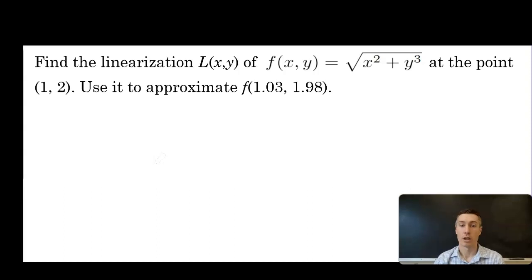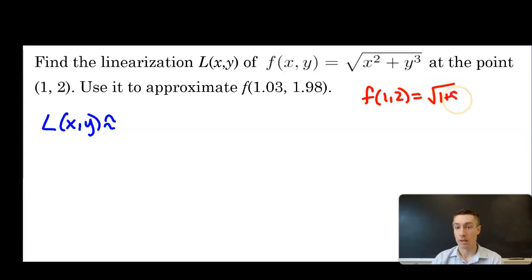So find the linearization of the function square root of x squared plus y cubed at the point 1, 2, and use it to approximate the function value of 1.03, 1.98. Okay, so our linear approximation is approximately. So first we need to evaluate the function at the point. So f of 1, 2. So that's going to be equal to the square root of 1 plus 8. Square root of 9 is 3. So we have 3 plus partial with respect to x.